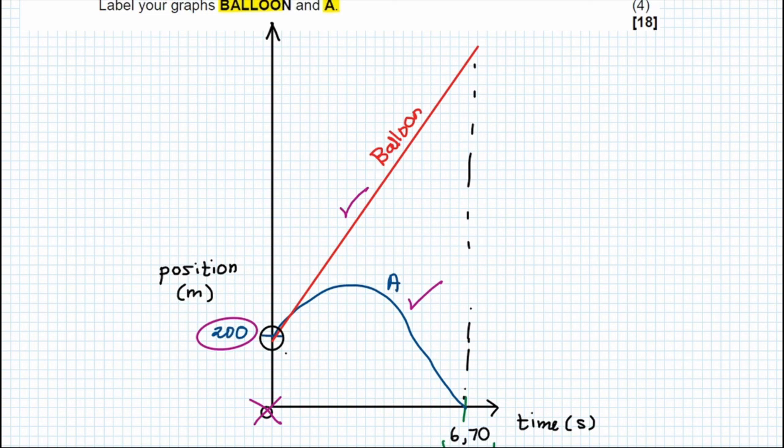The gradient of the graph for the hot air balloon, we can see here, is higher than that of stone A, and the reason is that stone A is slowing down while the hot air balloon continues to travel at a constant velocity. For showing that difference, you're going to get your 3rd mark. And lastly, you're going to get a mark for having them start at the same position and end at the same time. That is your 4th mark. You can of course go see your exam guidelines to see the more accurate version of this diagram, but this brings us to the end of this question that is out of 18 marks.